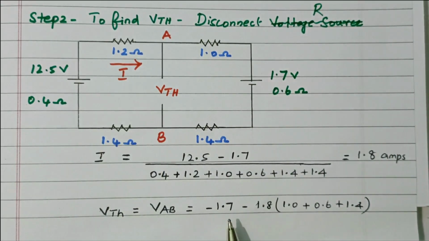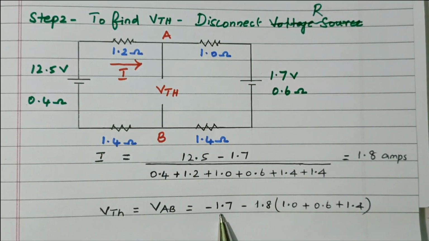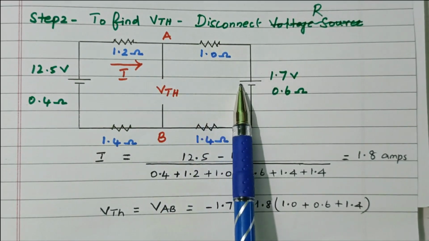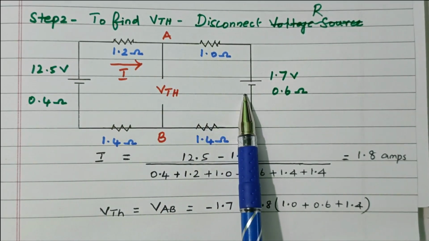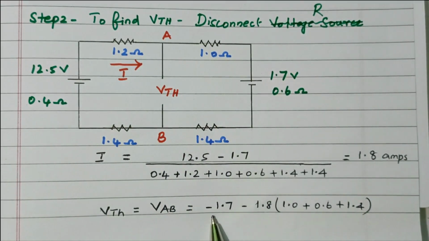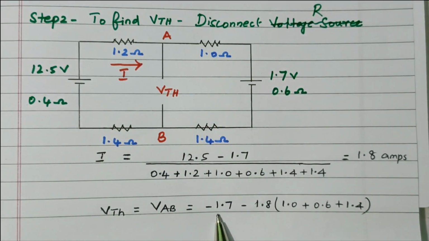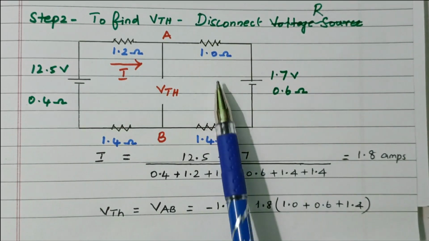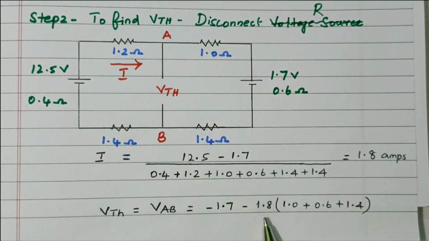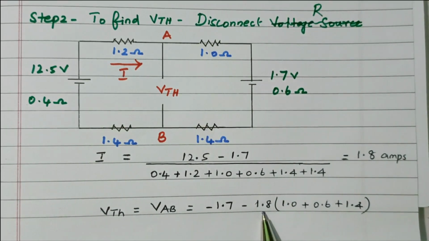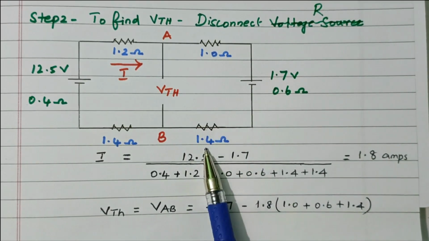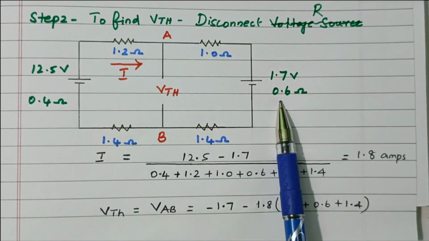So 1.7 voltage is available. See the current value, current is flowing downwards, that is positive terminal to negative terminal. So drop in voltage minus 1.7. Minus, we have to subtract the drop across these two voltage sources. Voltage drop is V equal to I into R. I is 1.8 ampere. The R value is this 1 ohm and 1.4 ohm as well as this 0.6 ohm.